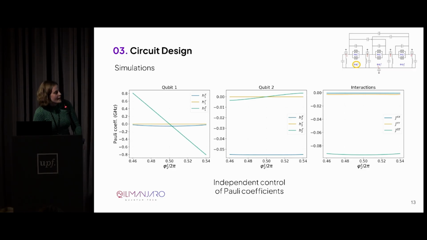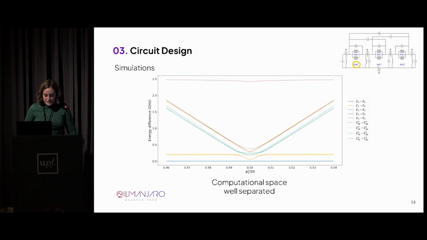And another important thing here to notice is that the coupling strength that is dominant is this Z-Z interaction that we were looking for. Remember that we were looking for inductive interactions, while the other two remain almost zero as we wanted from design. And another thing that we can do is to compute the spectra of this system.